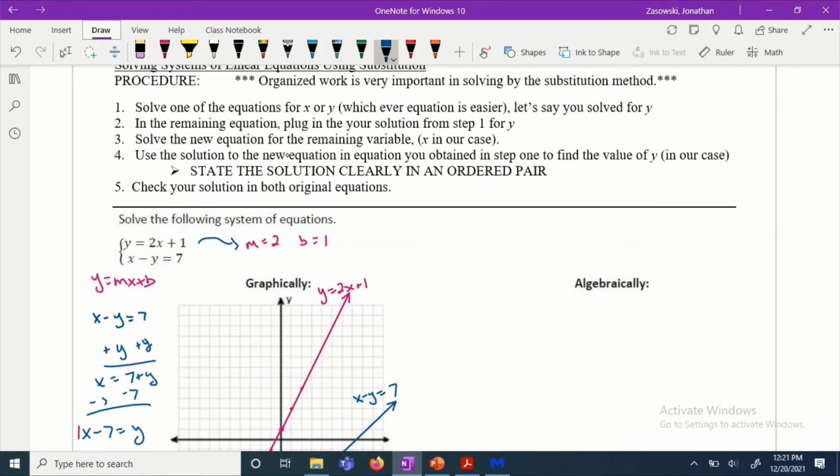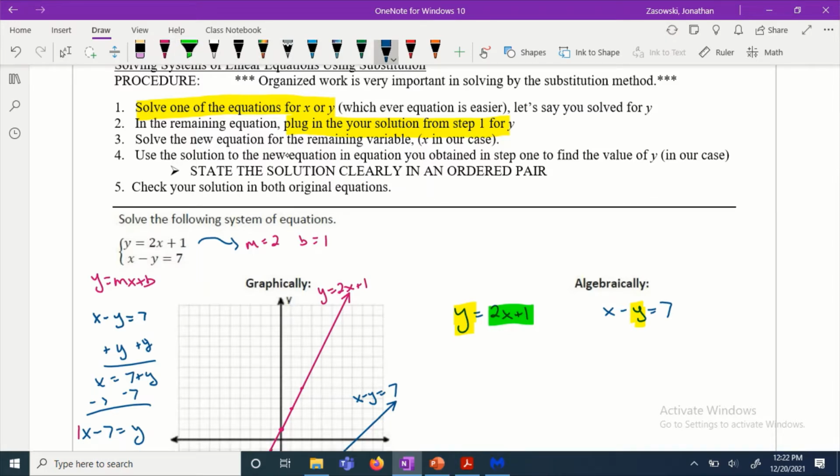So algebraically, when we do substitution, we are going to look at our two equations. Our goal is to take one of the equations and solve for either x or y first. In our first equation, that's done. We have y equals, so I already know what the value of y is. So what I'm going to do is look at my second equation and plug that solution into the second equation. So here where it says y, I'm going to take the value of y, which we know is 2x plus 1, and I'm going to substitute that in.